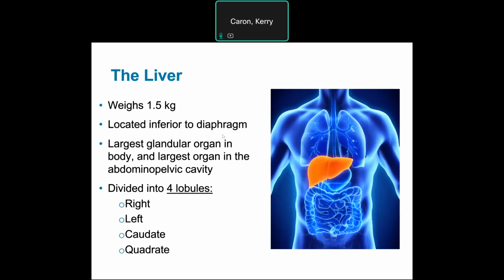The liver, the all important liver, weighs about 1.5 kilograms, located inferior to the diaphragm. It is the largest glandular organ in the body and the largest organ in the abdominopelvic cavity, so larger than the stomach. It has 4 lobes: the right, the left, the caudate, and the quadrate.